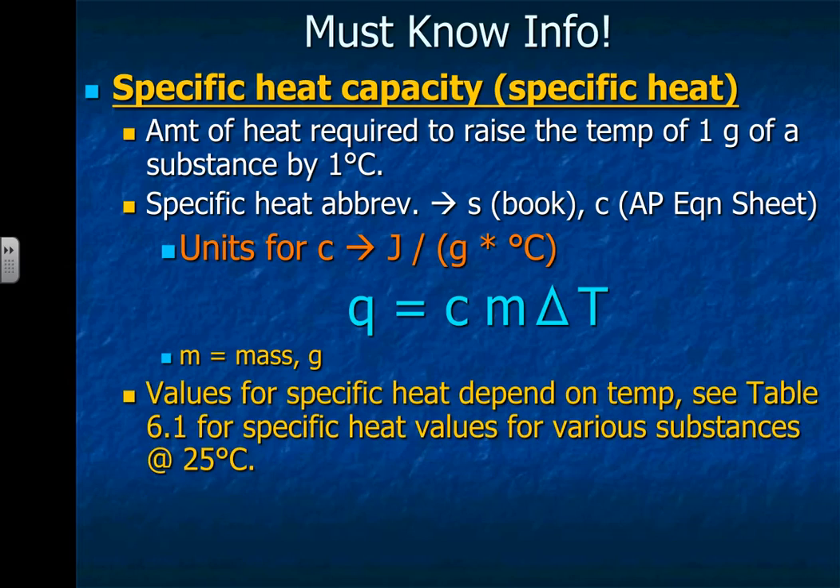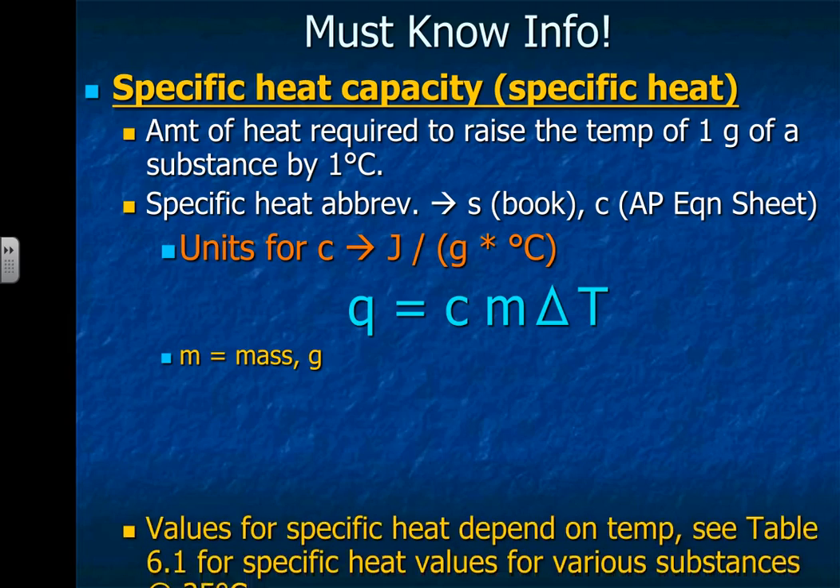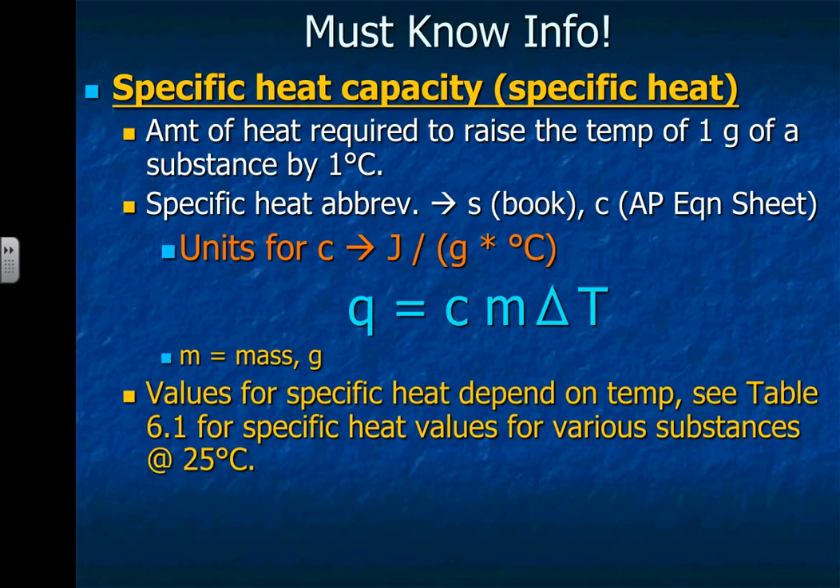So the C value is meant to appropriately cancel out the gram and the degree Celsius to leave you with joules, which is what your Q, your heat, is measured in. So hopefully that makes some sense. And if it doesn't, it will once we continue on here. So values for specific heat, as it says here, depend on temperature.